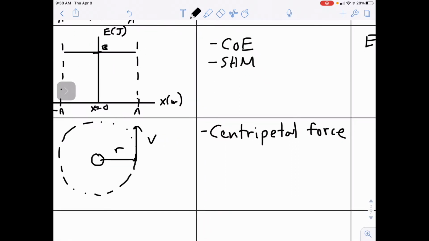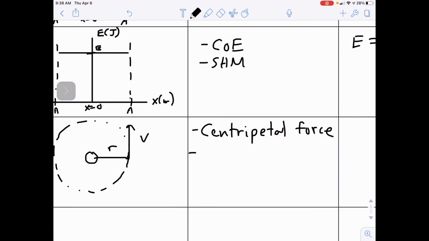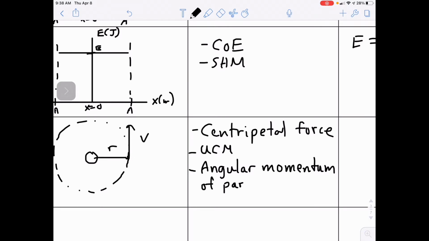Okay, but it could be other things as well. It could be UCM, which stands for uniform circular motion. Could also be angular momentum of a particle or point. When I say particle, I'm referring to any point mass.